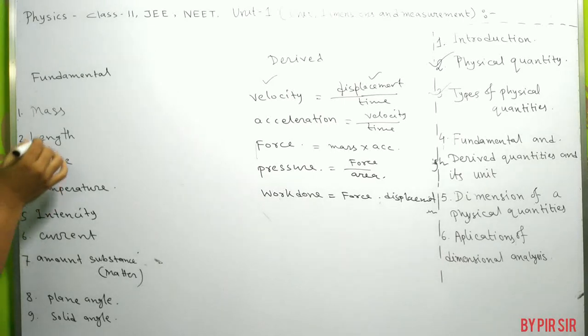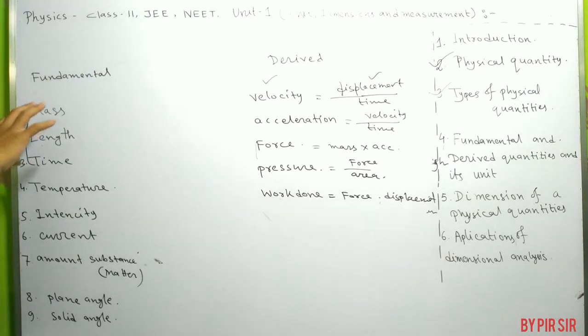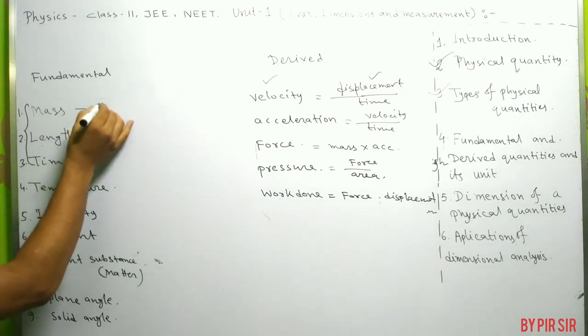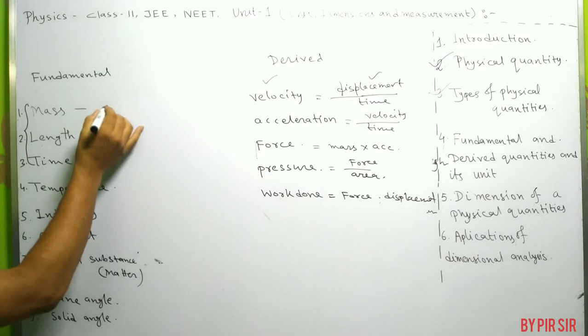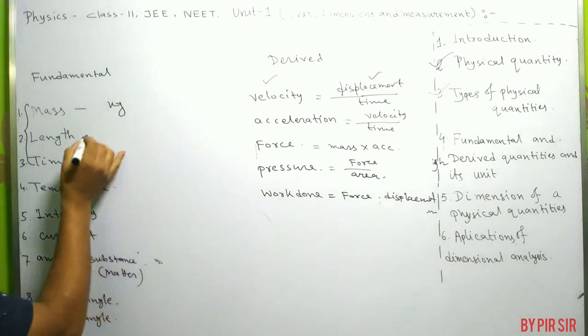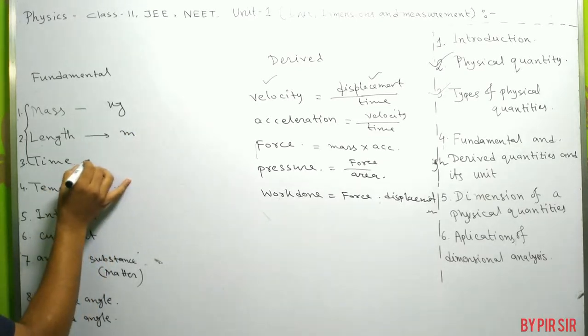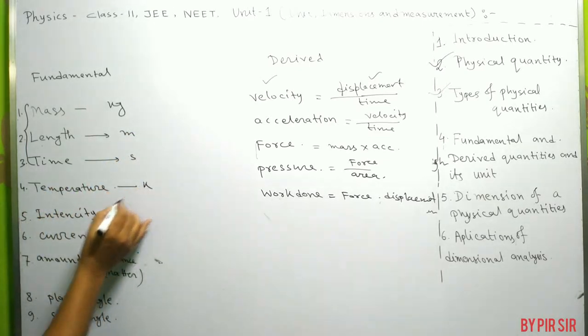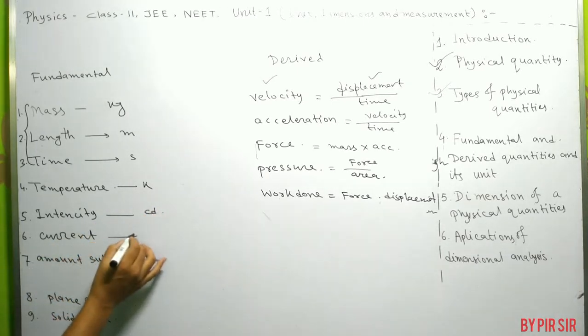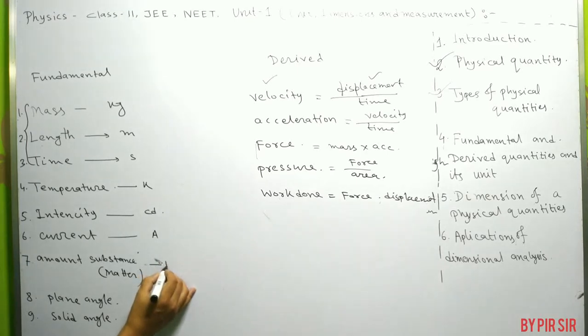Mass, length and time, these 3 quantities are very important to your class 11 syllabus and related to mechanics. Mass is denoted by M, and its unit is kg. Length SI unit is meter. Time, second. Temperature, Kelvin. Intensity, candela. Current, ampere. Amount of substance, mole. Plane angle has radian, and solid angle is steradian.